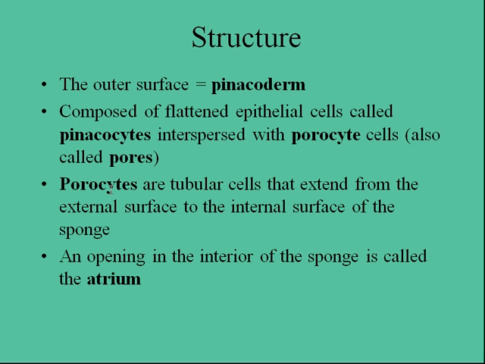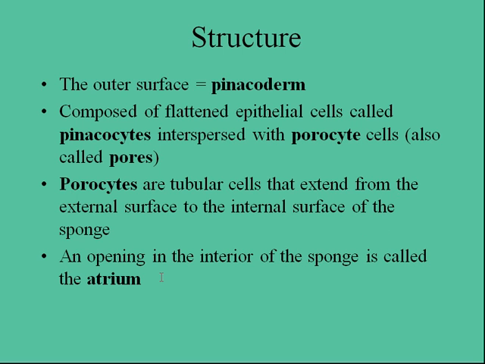So the outer surface, pinacoderm, we've been through all of this, but if you need it written down, this will probably help. Composed of flattened epithelial cells called pinacocytes, interspersed with porocyte cells, also called pores. Those are the holes, the donut-shaped ones. Tubular cells that extend from the external surface to the internal surface of the sponge, and an opening in the interior of the sponge is called the atrium.